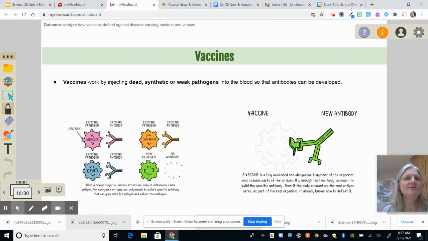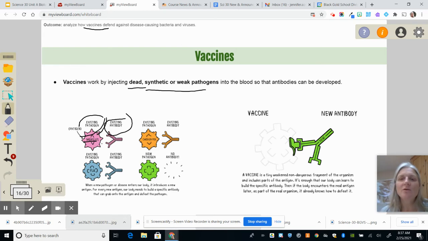All right, on to vaccines. The outcome: analyze how vaccines defend against disease-causing bacteria or viruses. So vaccines work by injecting a dead, synthetic, or weak pathogen into the blood so the antibodies can be developed. If you have an antibody already and you have an existing pathogen coming in, like measles, because you've had your measles vaccine, then your body can quickly make that antibody and protect you from this pathogen and kill all those pathogens and get rid of them before they can cause any damage in your body.